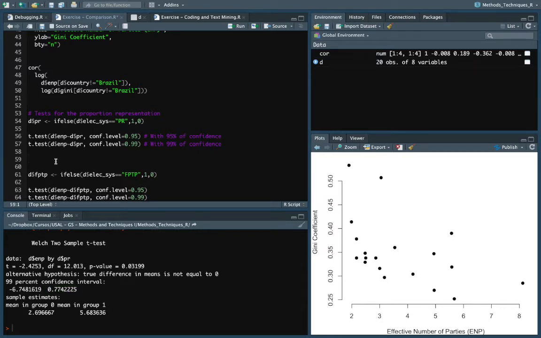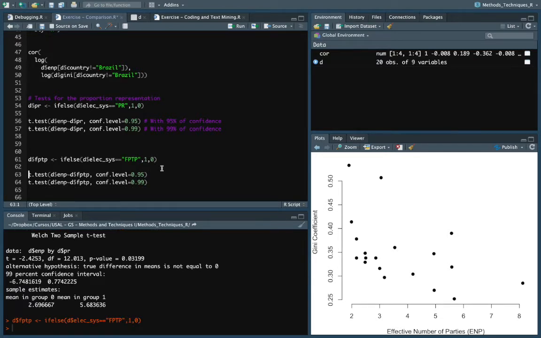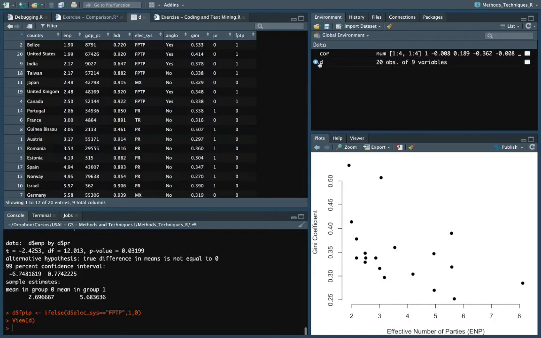Let's do the same, but now instead of using proportional representation, let's use the first past the post system. I will not compare proportional representation to all others. Now I will compare just the first past the post with all other electoral systems. So I create the same variable here, another variable for the first past the post. You have here, if it's FPTP, it appears as 1. If it's not, it appears as 0, okay? We have all the cases here.